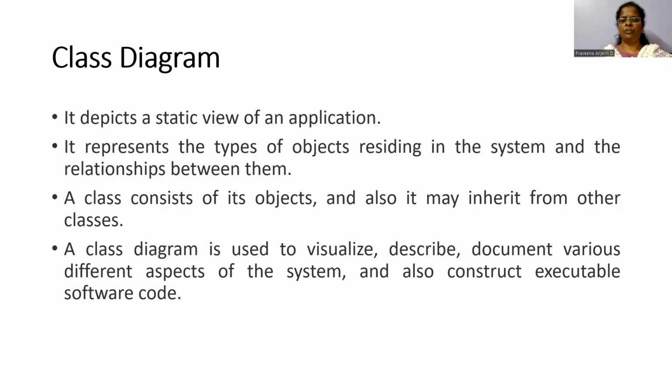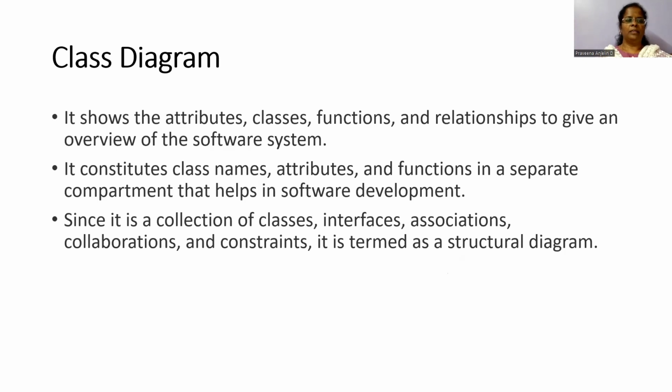A class diagram is used to visualize, describe, and document various aspects of a system and also to construct executable software code. It shows the attributes, classes, functions, and relationships to give an overview of a software system. It constitutes class names, attributes, and functions in separate compartments, which helps in software development. Since it is a collection of classes, interfaces, associations, collaborations, and constraints, it is termed a structural diagram. This is very, very important: a class diagram is known as a structural diagram.